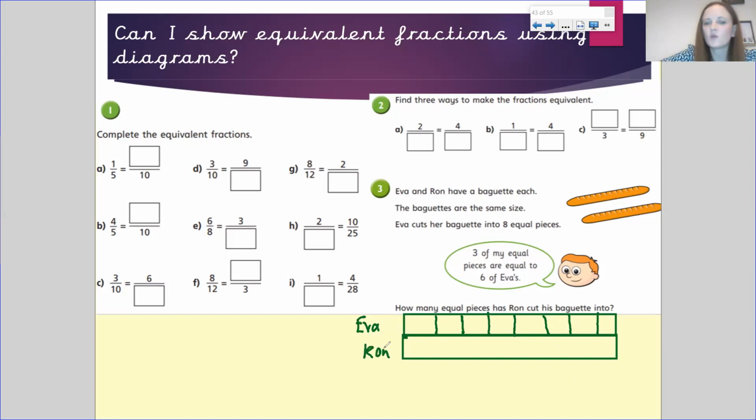And how many equal pieces? So then Ron says three of my equal pieces are equal to 6 of Eva's. So 6 of Eva's are equal to 3 pieces of Ron's. So what has Ron cut his into compared to Eva's? So see if you can complete that sentence or that question.